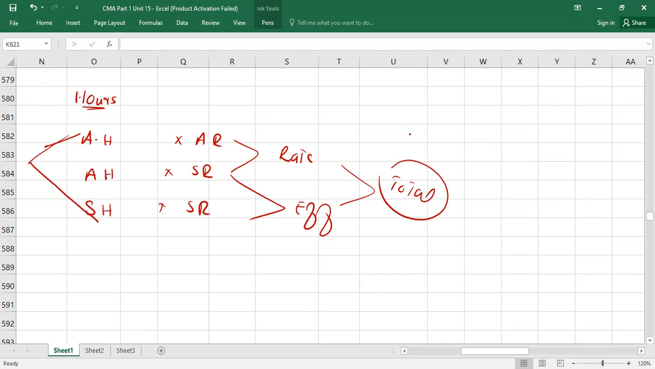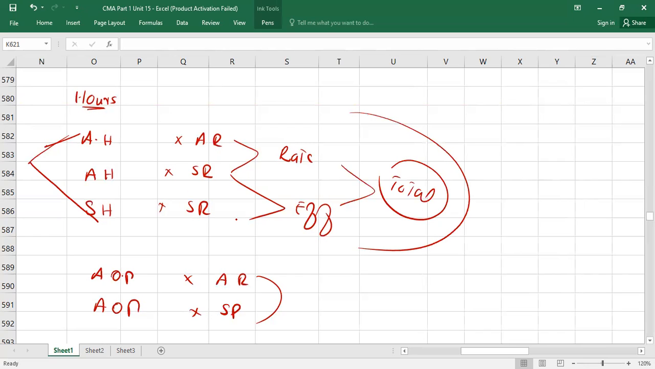Then I told you if overheads are based on output, how many lines were there? Two. Actual output into actual rate per unit, and then actual output into standard rate per unit. This will be the total variable overhead variance in case of output. And efficiency variance will not arise because efficiency variance arises only due to labor or machines, which we tackled in the first scenario.